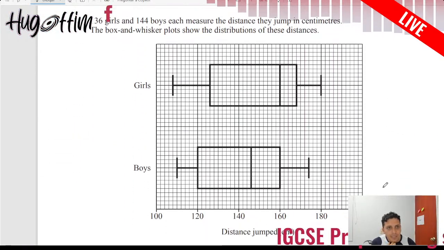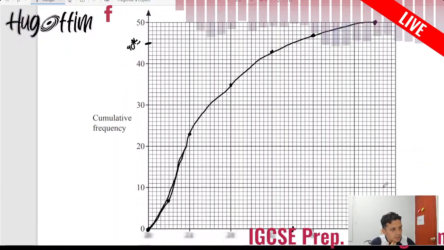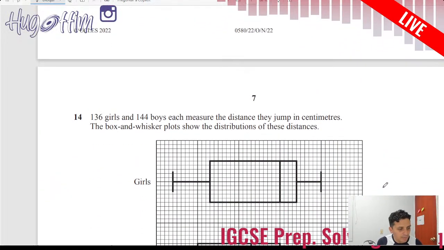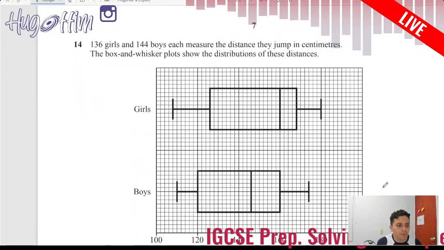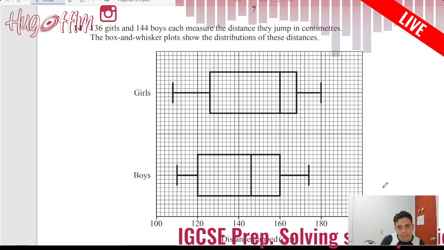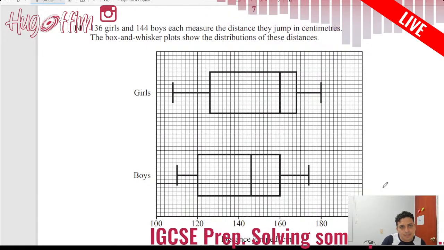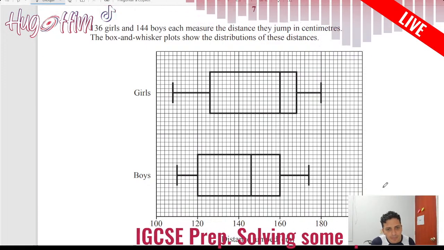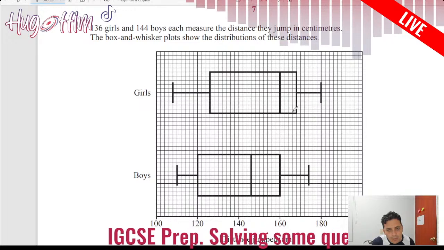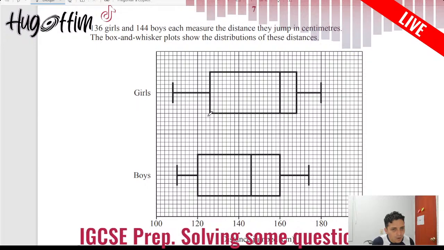Interesting. Okay, so next page is just statistics, cumulative frequency charts. It's something I just learned, so I hope that it works for you. 136 girls and 144 boys each measure the distance they jump in centimeters. The graph shows the distributions of these distances. Very important, observe how the median is different for each one, but the third quartile is closer to the median than the second quartile.